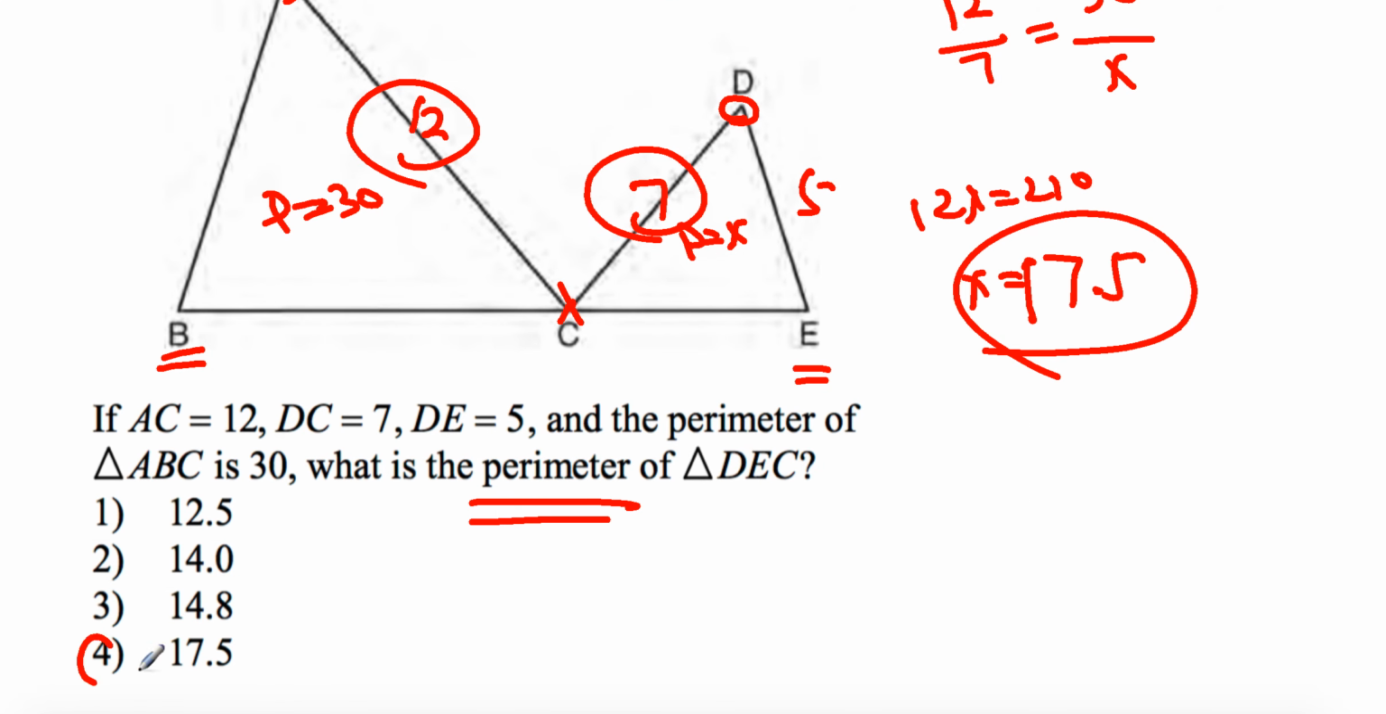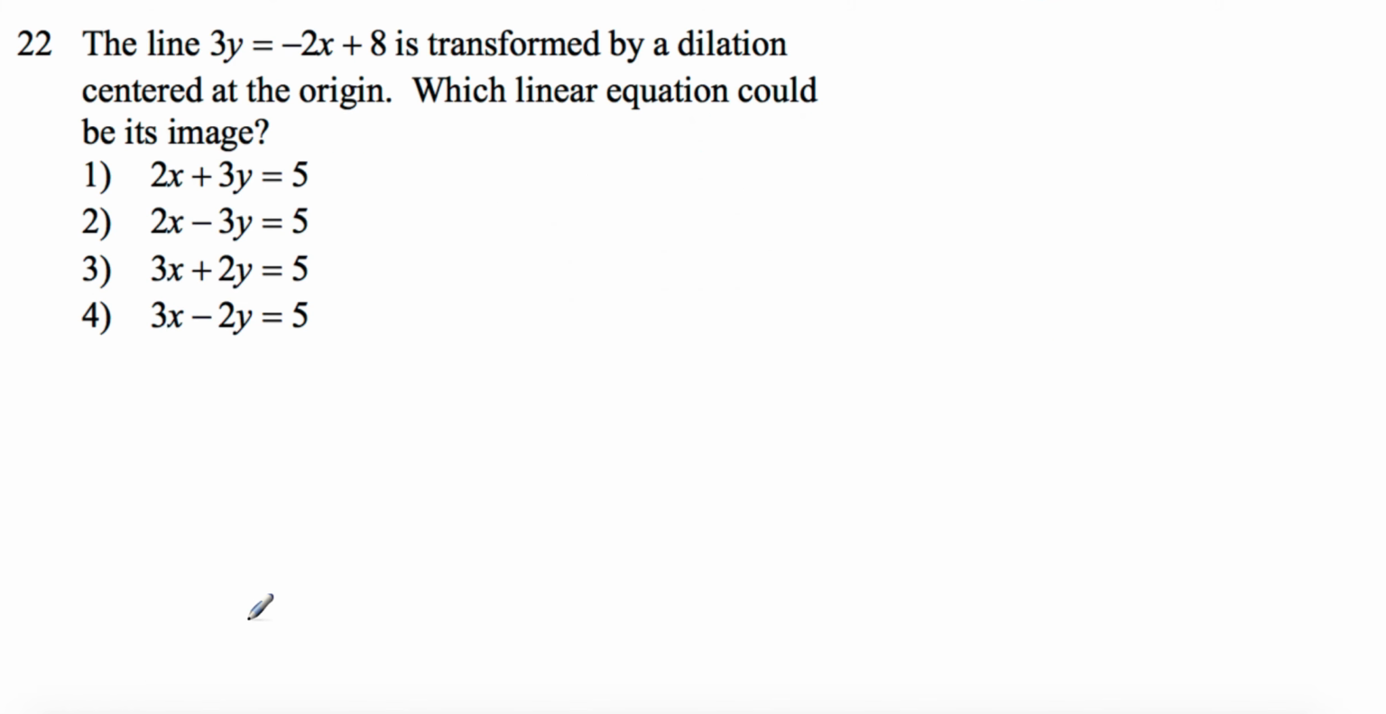So choice 4 becomes the answer. All right, let's move on to the next question, number 22. When a line is formed by dilation, we have to realize that slope will stay the same. Now, what does that mean? So then let me try to find the slope here.